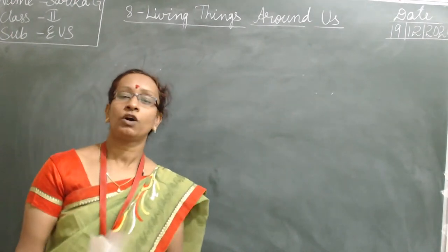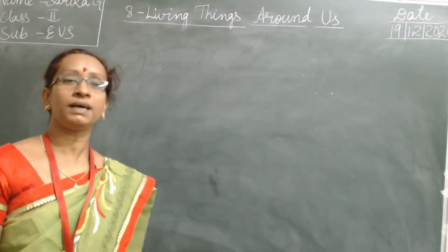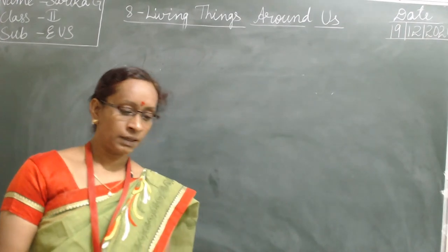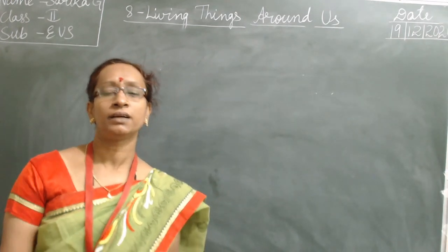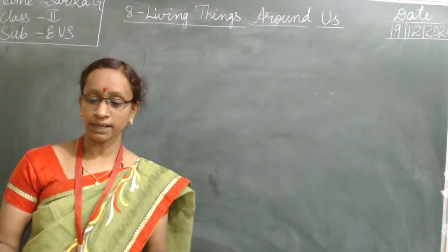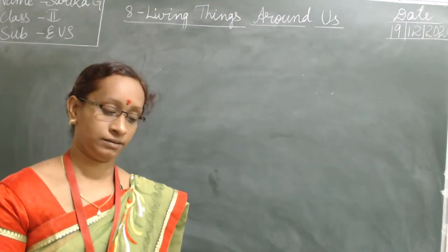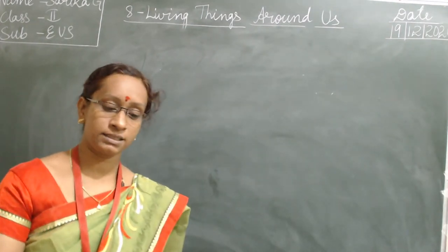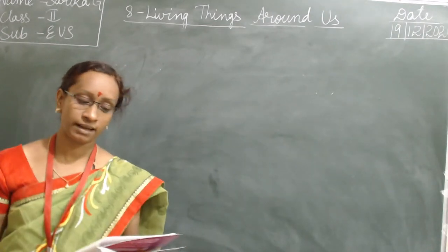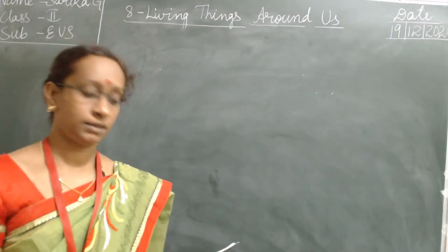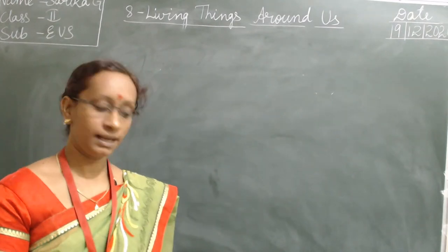Now open your Studio book volume number 2, page number 16. Plants around us. There are many types of plants around us. They can be of different sizes, shapes and colors. Rakesh's grandfather shows him many plants and trees on the farm, in different sizes, shapes and colors.